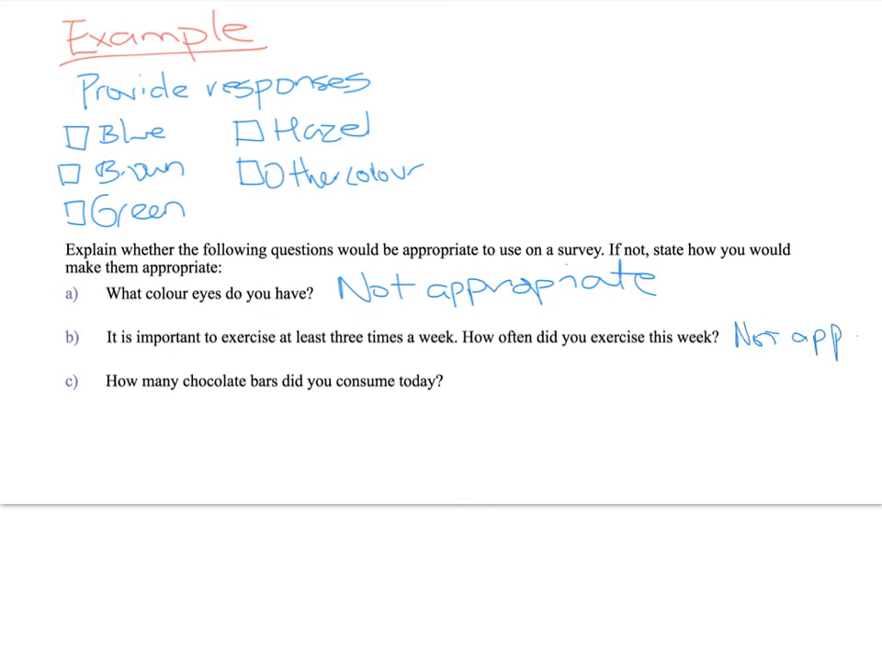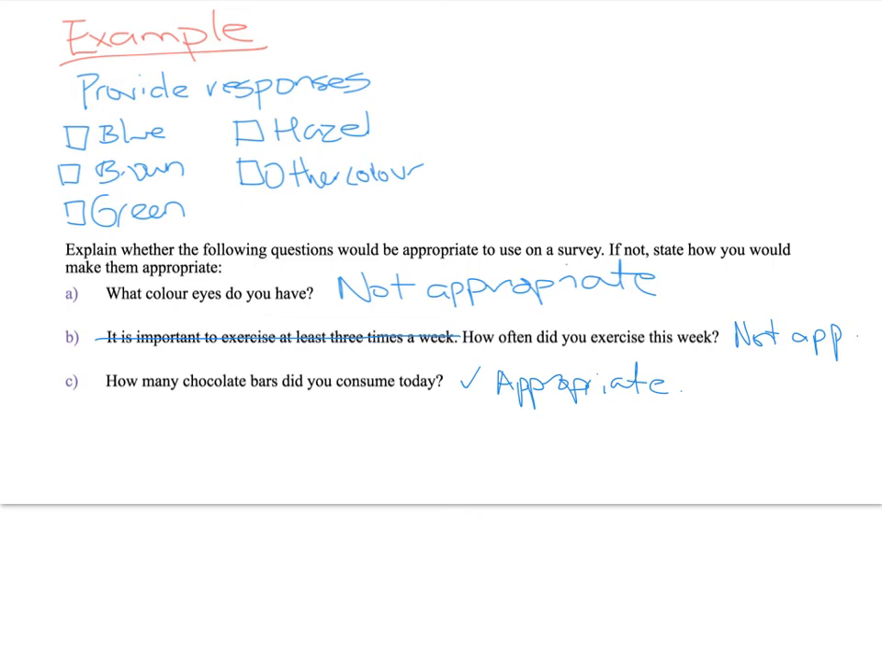What we would do is remove that first sentence and just say, how often did you exercise this week? And then C, how many chocolate bars did you consume today? Totally appropriate. There's really a small range of answers. It is highly unlikely that people would go more than a few, so that would work quite well.